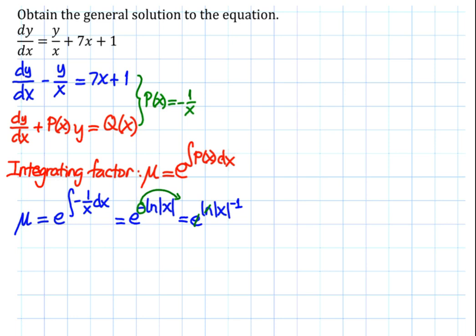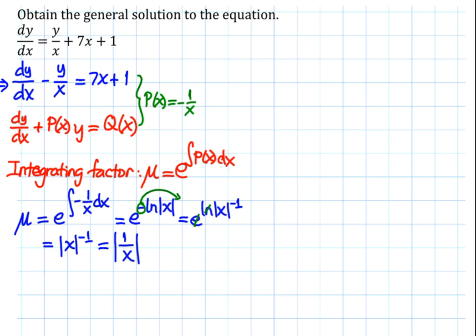e and ln can cancel out, so we will have just absolute x to the negative 1. Or we can write 1 over x, and let's just put absolute value around it. So that is the integrating factor. What we do is we multiply this on both sides of the equation in the standard form, meaning this one. So I'll do just that, but I will write the integrating factor.